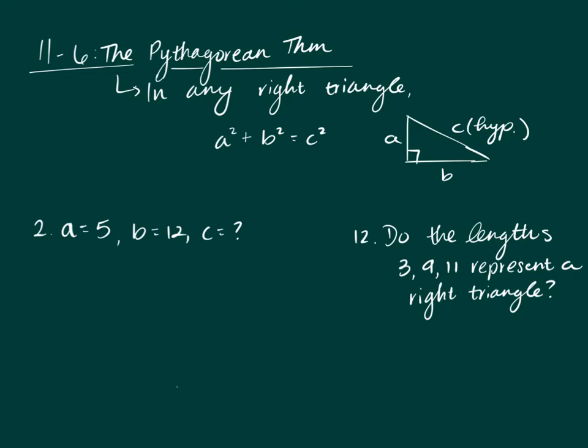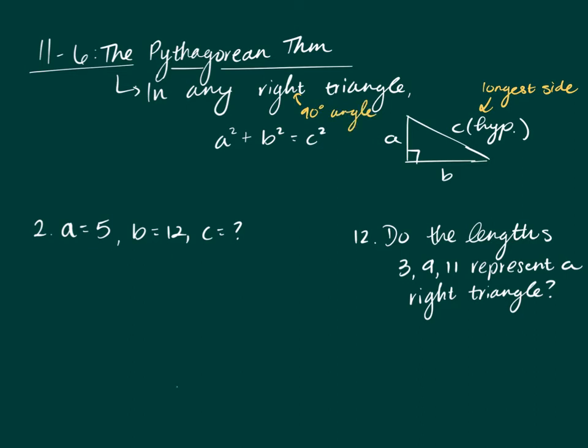Okay, and I've drawn a right triangle on the right here. Notice that c is always the hypotenuse, so it's always the longest side. And right triangle means we have a 90-degree angle, right?